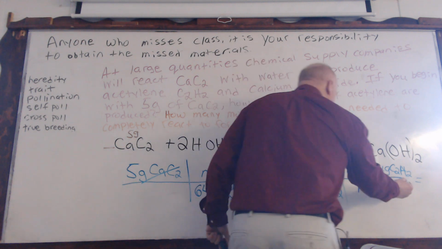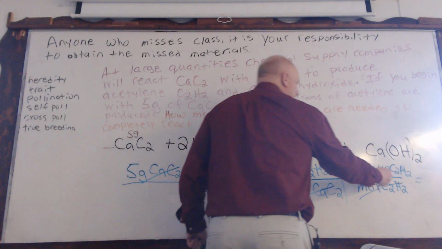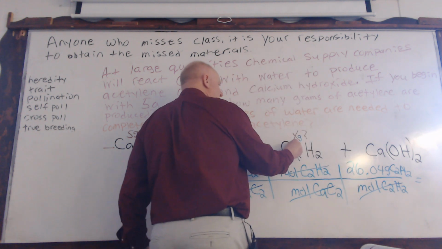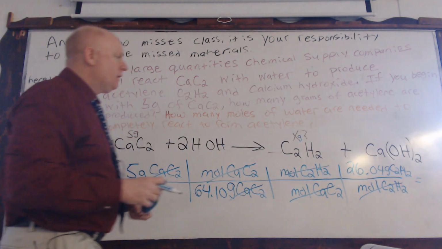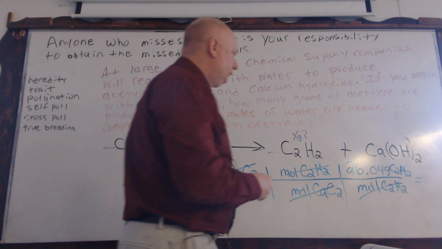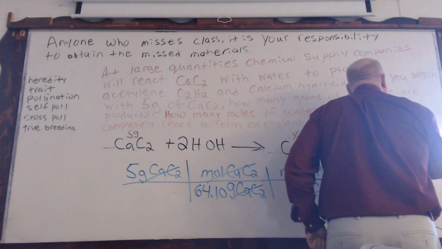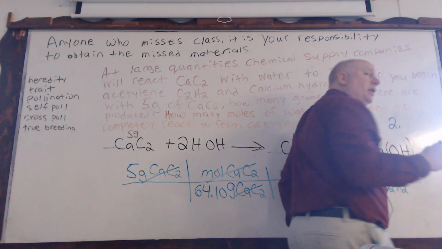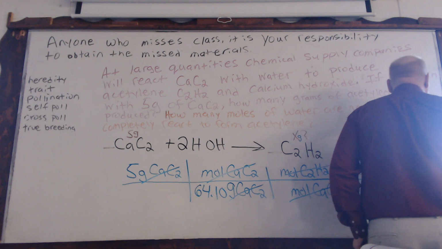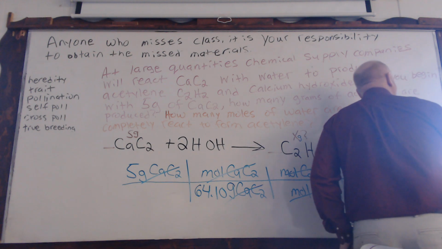Okay, so then everything's canceled. You're left with grams of acetylene, which is this compound, and that's what we're looking for. Okay, so 5 times 26 divided by 64. Say that 2.03. Okay. Darn it, C2H2. Okay.